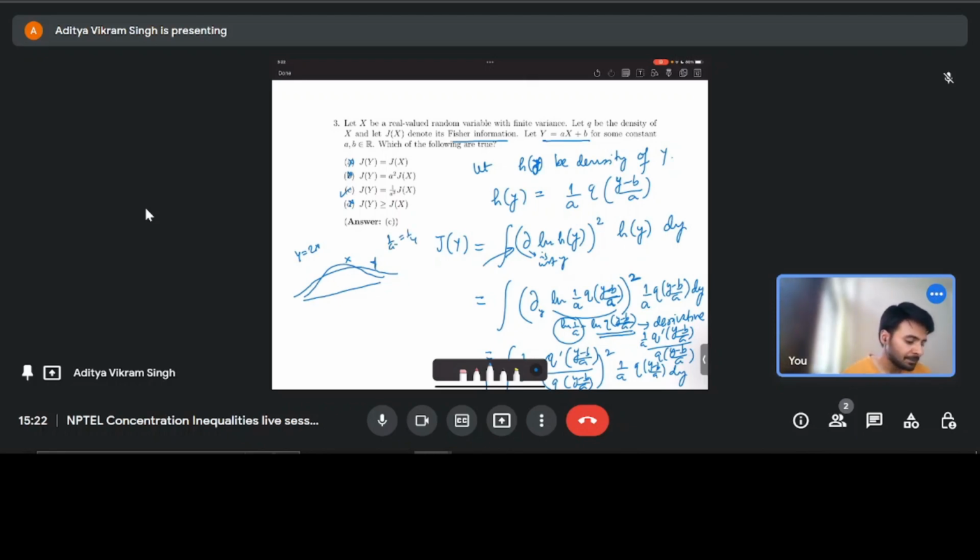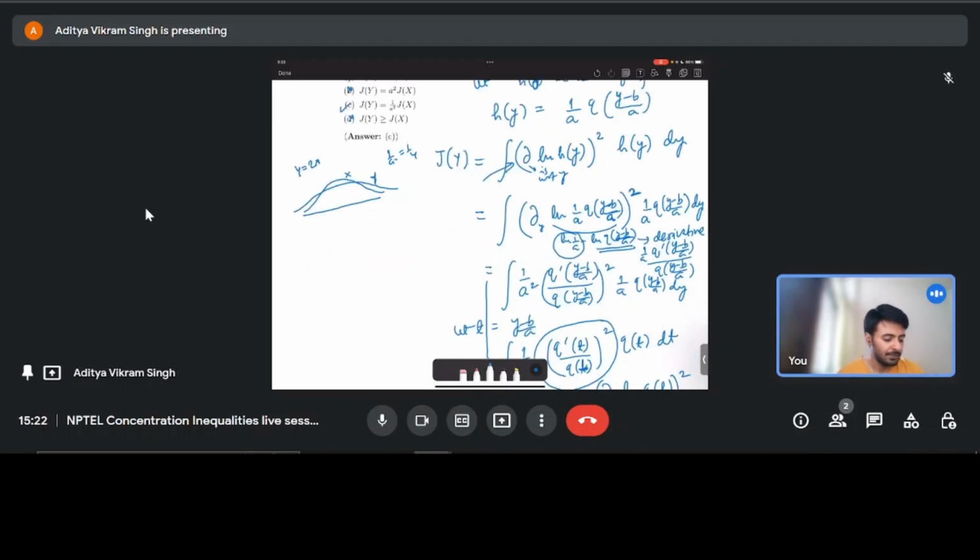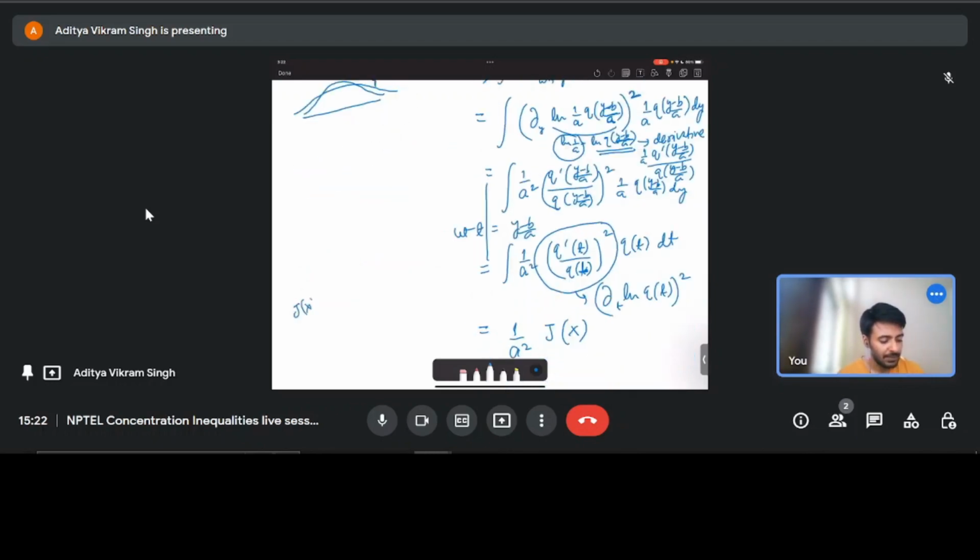Now if you see Stam's inequality, it says J of x times N of x is greater than or equal to 1. So their product is greater than or equal to 1. If N of x is small, what does this mean? This means that the entropy is small, which means the density is concentrated. It's not very spread out.